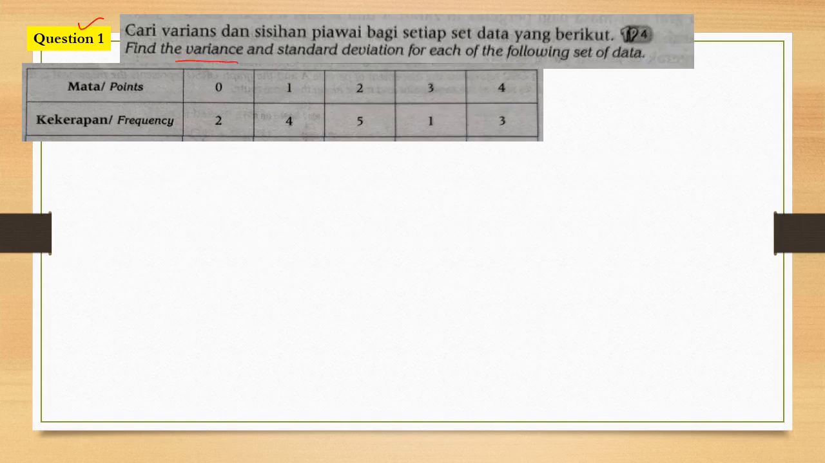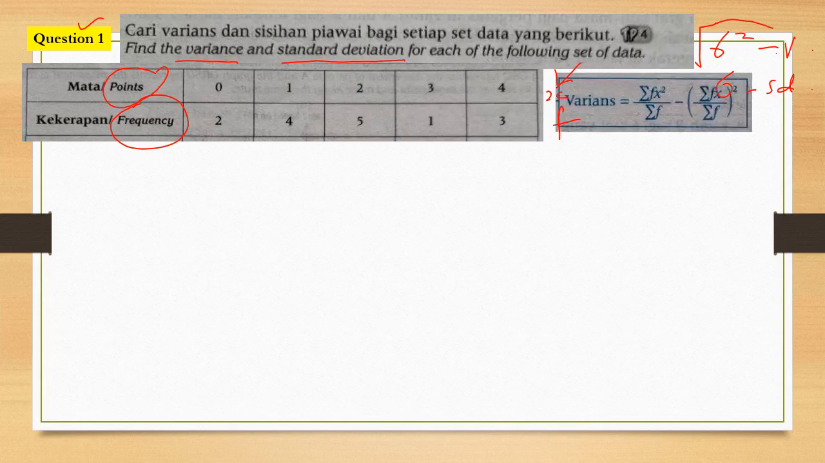Okay, class, question 1. You have to find the variance and the standard deviation. When you get your variance, you just square root it, you will get your standard deviation. This is a set of data that has frequency, and this is your points, this is your x. For variance, you have a formula given to you during the exam. So this is the formula.